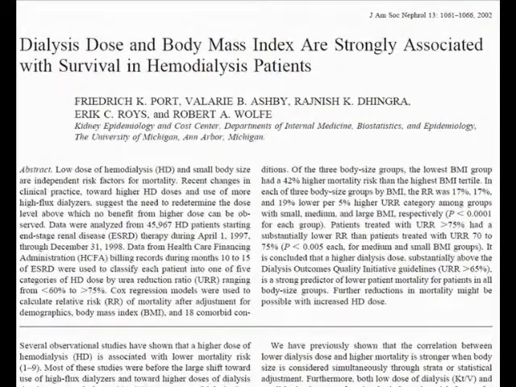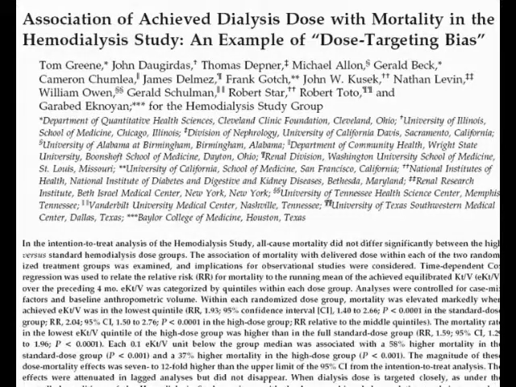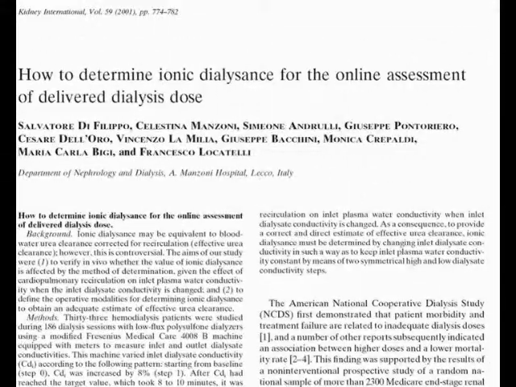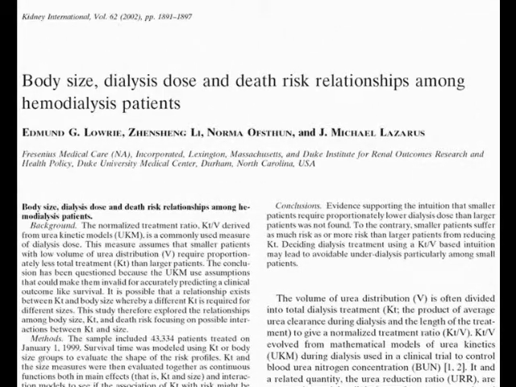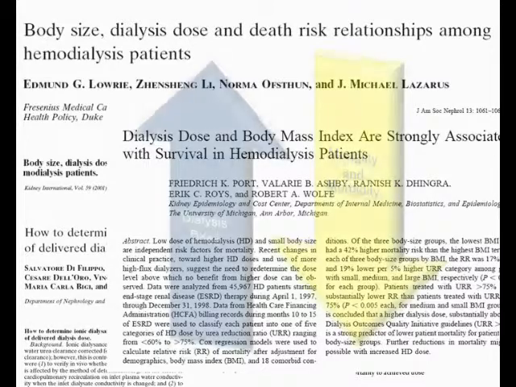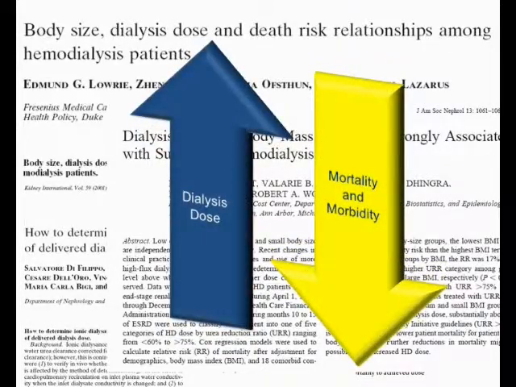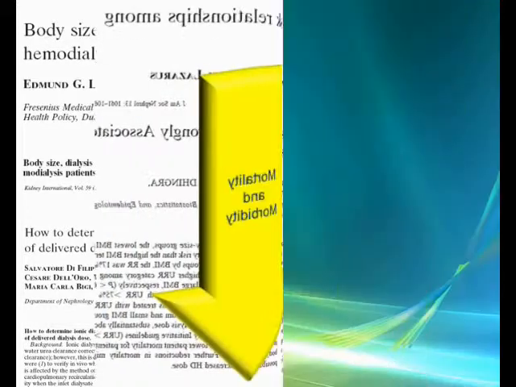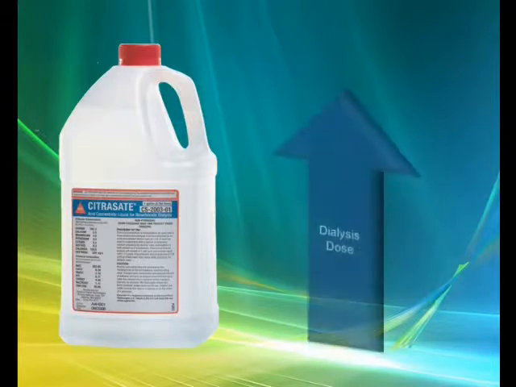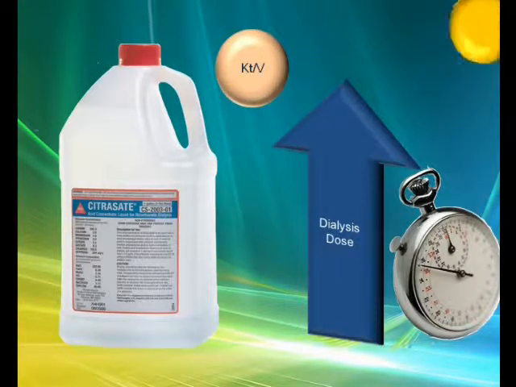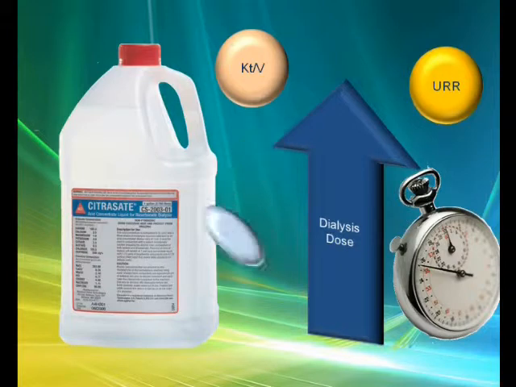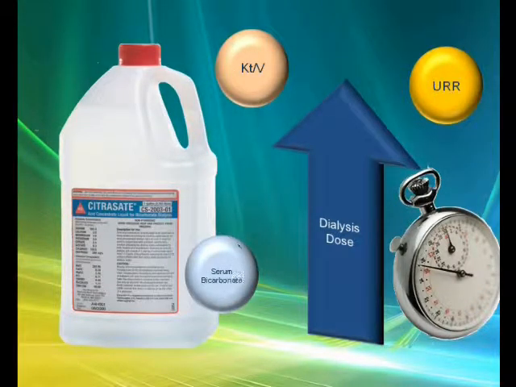Numerous study outcomes have demonstrated a correlation between the delivered dose of hemodialysis and the patient's mortality and morbidity. Evidence has shown that the mortality among end-stage renal disease patients is lower when sufficient hemodialysis treatments are provided. Therefore, clinical signs and symptoms alone are not reliable indicators of hemodialysis adequacy. Citrasate treatment dramatically increases the delivered dialysis dose over a shorter period of time, allowing more dialysis sessions. This includes improved Kt/V and urea reduction ratio, as well as an increase in the pre-dialysis serum bicarbonate levels, improving the dialysis outcomes.